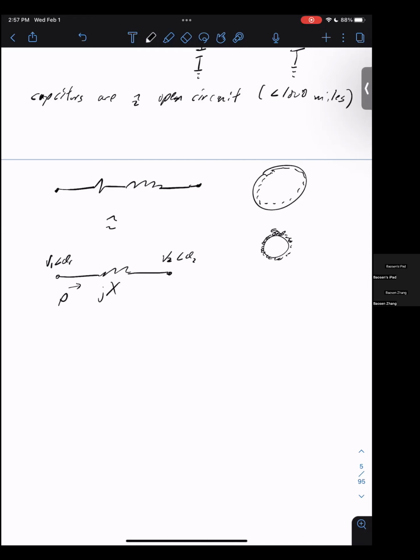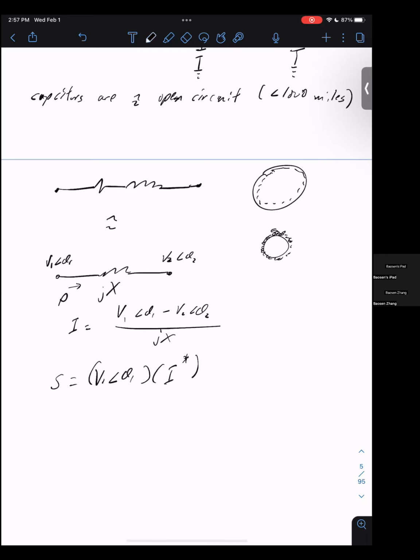So let's compute this. Let's say the current. What's the equation for current? It's the voltage difference divided by the reactance, jX. That's the whole point of doing this kind of complex variable. Good. Then what we do is we have power, the complex power S, as V1 angle theta 1 times the conjugate of the current. Figure out the current. That's just what we have.